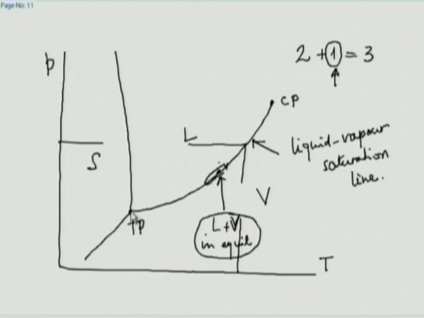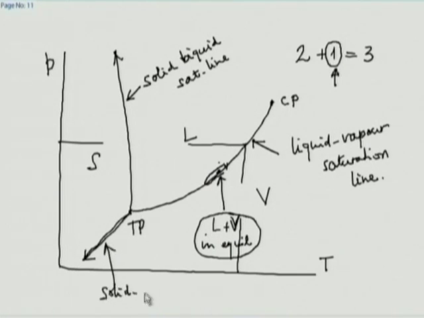Similarly, this line from the triple point going upwards, there is no real end to it in sight, separating the solid phase from the liquid phase is the solid liquid saturation line. And similarly, this line going from the triple point towards the southwest, if I may say so, separating the solid phase from the vapor phase is known as the solid vapor saturation line.